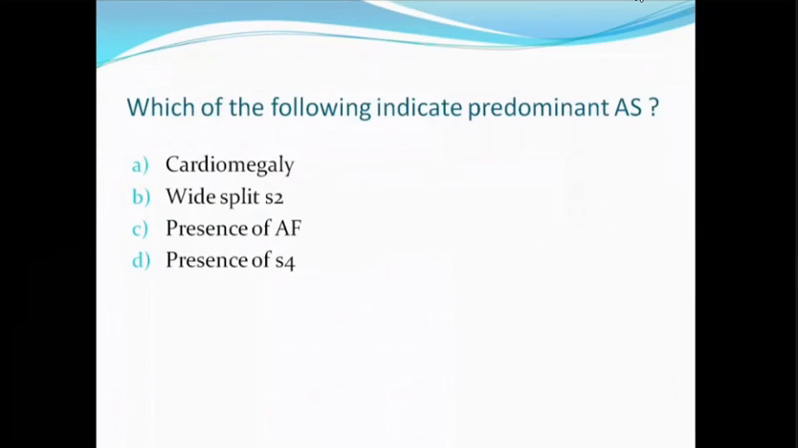One more question: which of the following indicates predominant aortic stenosis? Cardiomegaly, wide split second heart sound, presence of AF, or presence of S4. So here we can say presence of S4 clearly tells us about predominant AS, because in AS there is no cardiomegaly, wide split S2 is not there, and AF is not present.